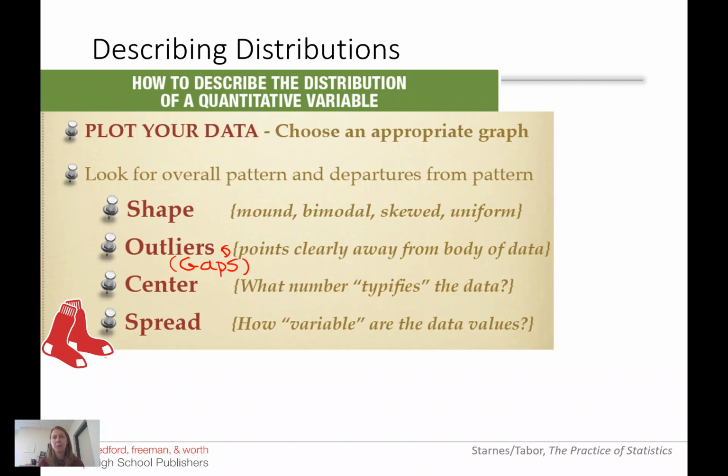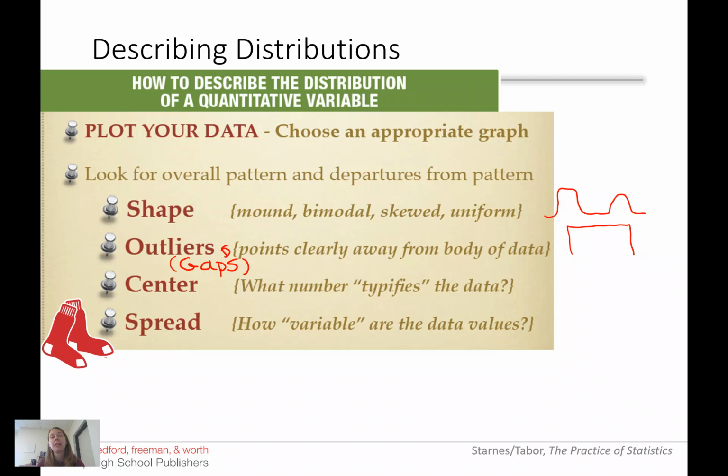Is it bimodal, which means it has two peaks? So it might be up here and up here. If it's uniform, it could be that direction. It could all be the same value. We don't usually use mound. That's not one that's used a lot.